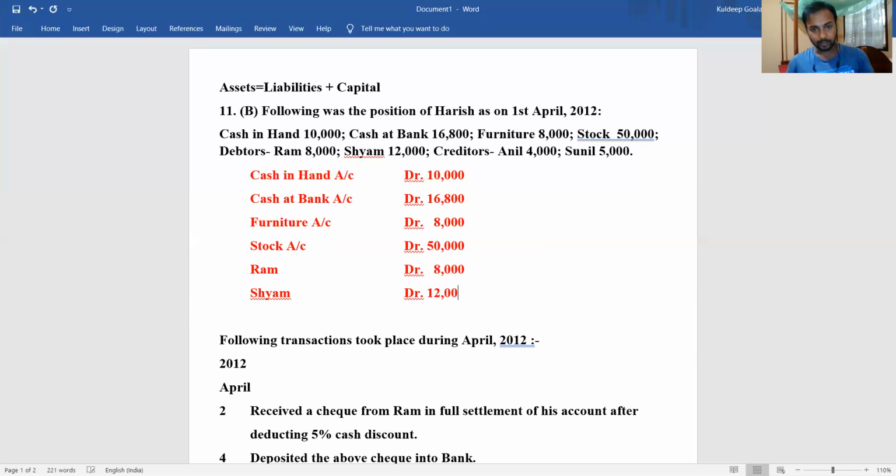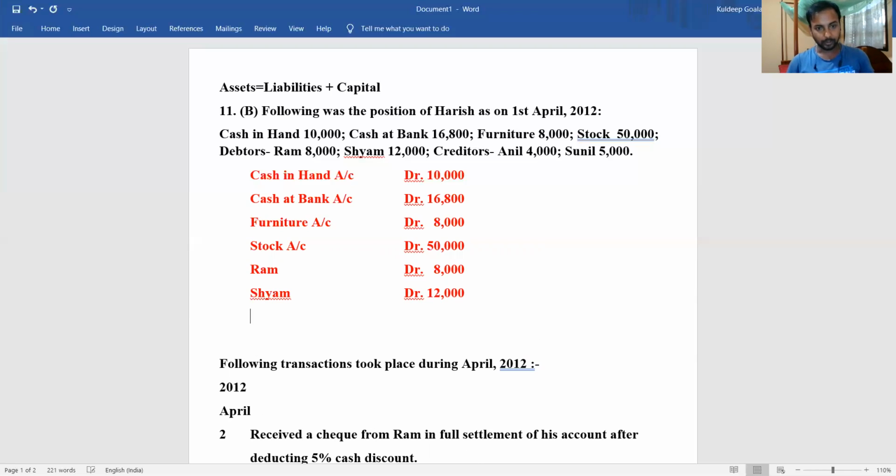So ultimately, what did you see is that all the assets are placed. Now we will go to the liability side, that will be credited, isn't it? As I already told you, all the assets are debited, all the liabilities will be credited. So what is in the credit side? First of all, it is creditors, that is Anil and Sunil. So first of all, we'll add Anil. So Anil's account, or you can add only Anil debit. Just a minute. Anil will be credit, he is a creditor, right? It will not be debit.